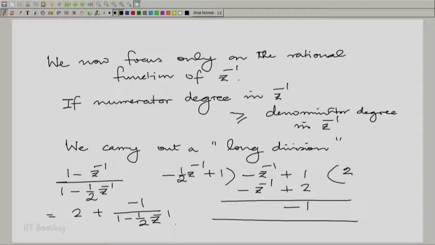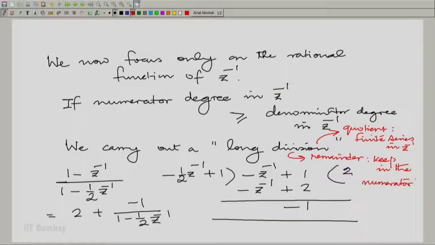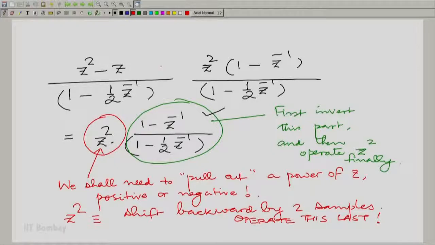So, essentially after long division you would get a quotient and remainder. It gives you a quotient which would essentially be a finite series in z inverse, and it would leave you with a remainder which we keep in the numerator. Now, unlike the Laplace transform, where we had to do some work to understand what happens when you have polynomials in s, here dealing with a finite series in z inverse is no problem. In fact, if you go back to this particular example, the only finite series here is a constant 2. You can combine that finite series with this power of z.